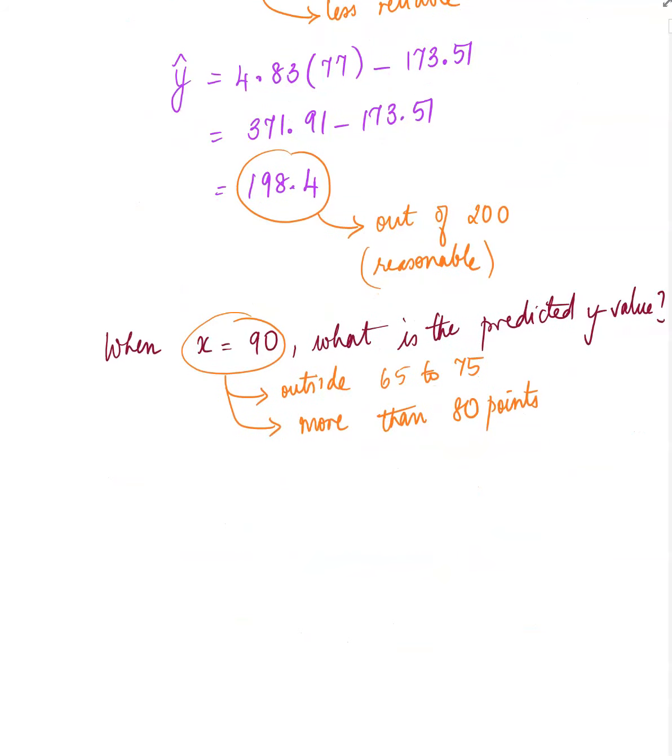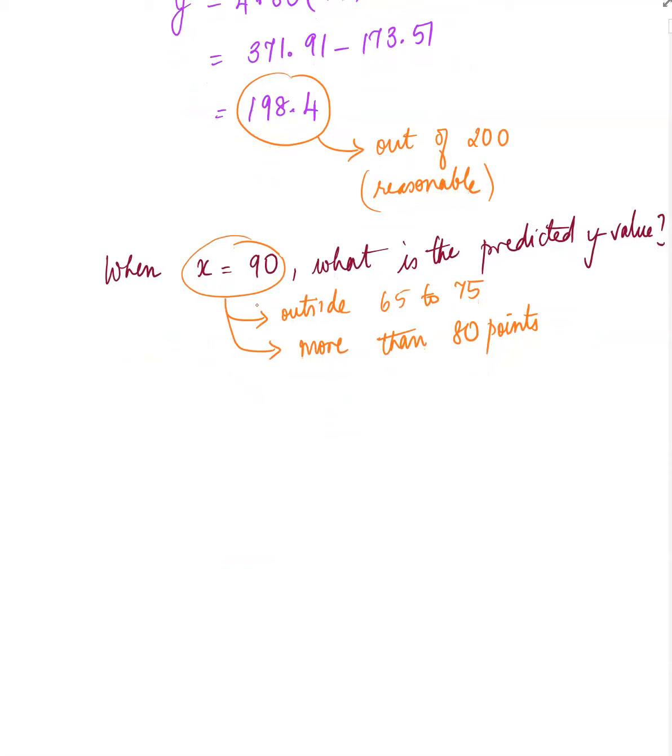Let's say some crazy calculation. I've seen some places where extra credits are added to these scores so that it's more than 80, so they get more than 100%, which is mathematically jarring. Say x was 90. Can you predict y? Let's see what happens when you predict y. So y hat will be 4.83 times 90 minus 173.51.